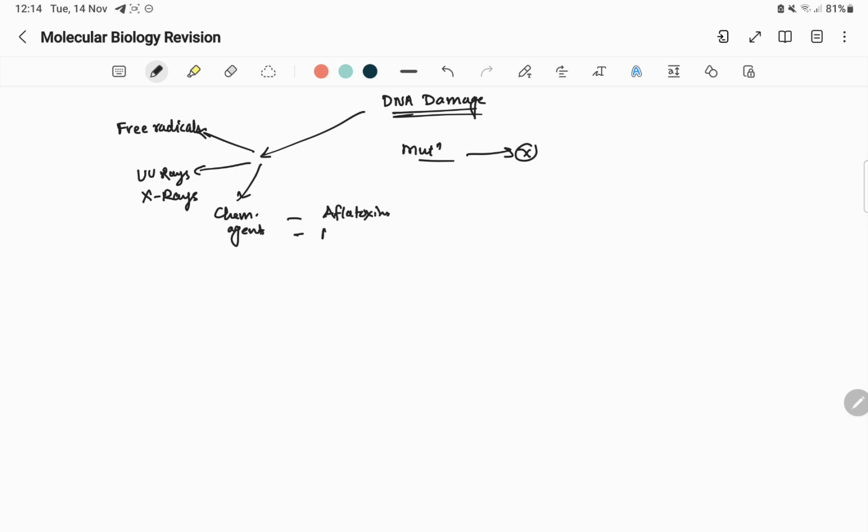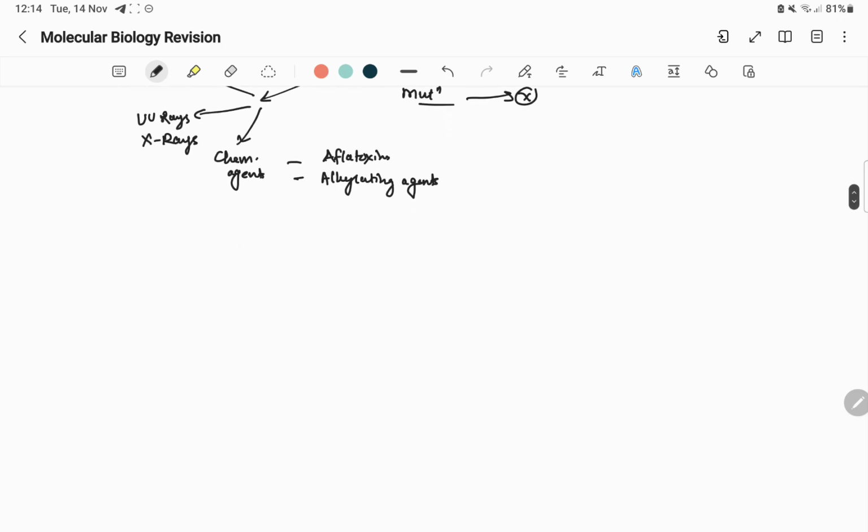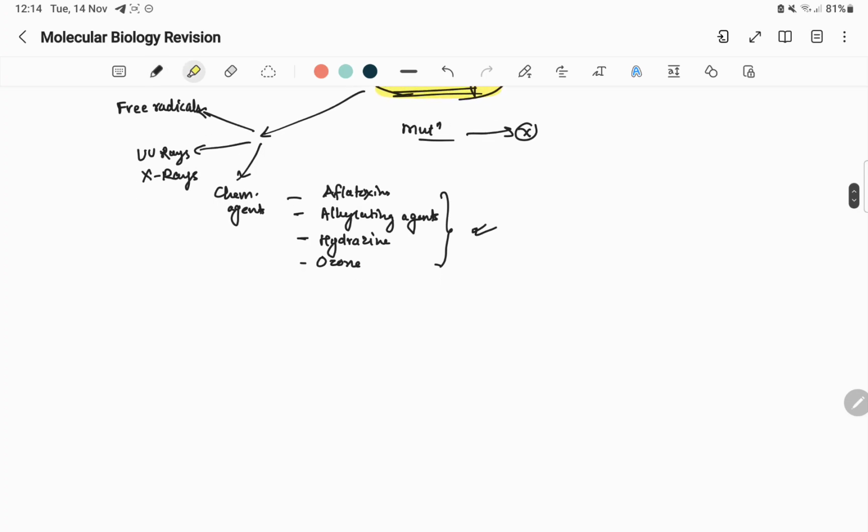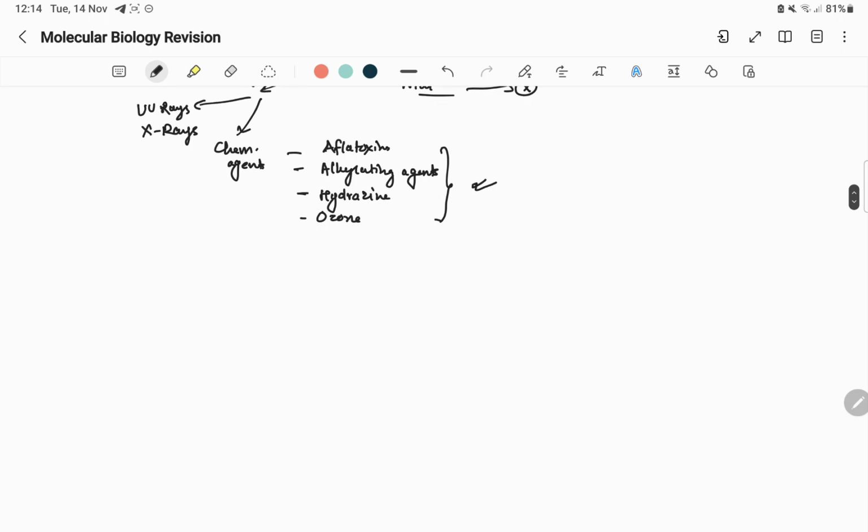Okay, your alkylating agents, your hydrazine, ozone. These are all chemical agents which will cause DNA damage. So, types of DNA damage.